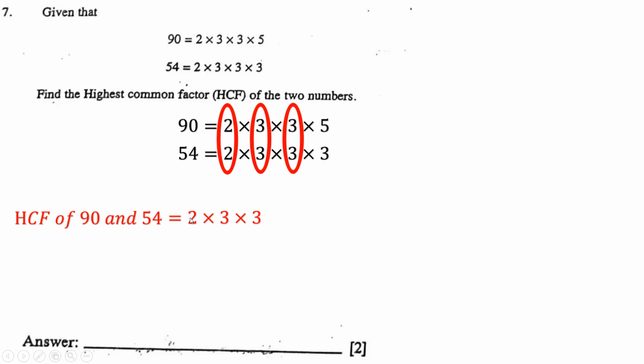And so we have 2 times 3 times 3, which is 2 times 3 is 6, and 6 times 3 is 18. And so that means that the HCF of 90 and 54 is going to be 18. So we group the common factors, and then we multiply them. Okay, so let's move on to the next question.